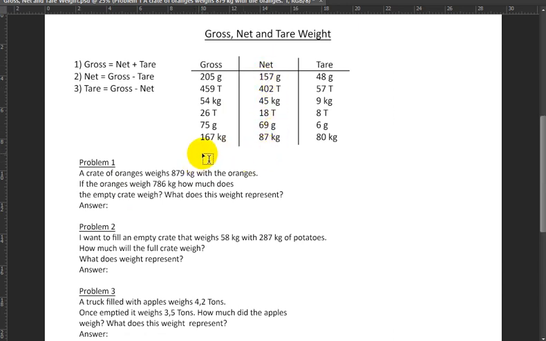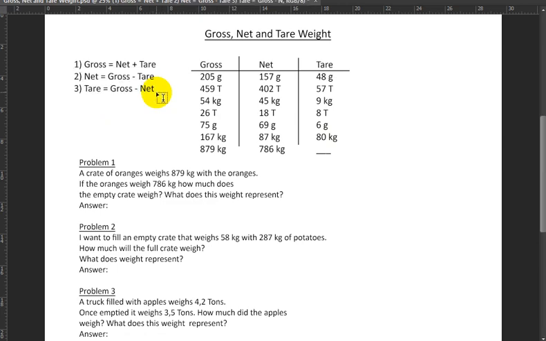So we have been told that in this problem, we have a gross weight of 879 kilograms, and we have a net weight of 786 kilograms. So what are we looking for? Well, what's the one that's missing? The tare weight. And now that we know which one is missing, we can apply the appropriate formula.